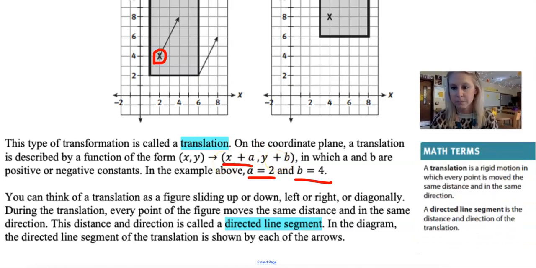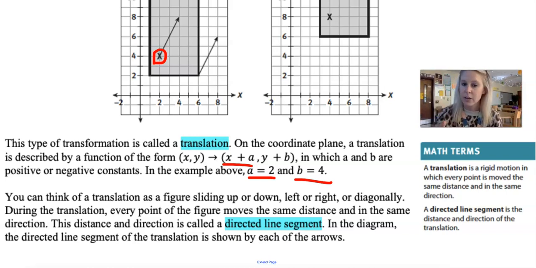A way to remember it is the x-axis goes left to right, so if you're moving left to right, it's with the x value. The y-axis goes up and down, so if you're moving up or down, that goes with the y value. You can think of a translation as a figure sliding up or down, left or right, or diagonally. During the translation, every point in the figure moves the same distance in the same direction. The distance and direction is called the directed line segment. In the diagram, the directed line segment of the translation is shown by the arrows.